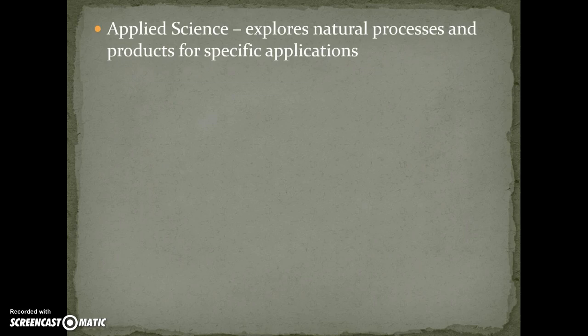All right, just something as we conclude here. I didn't really have a particular category to put this under, but just understand as we do science, there are a couple different types of science. One is applied science, and it explores natural processes and products for specific applications. In other words, you're actually looking for a cure for cancer.